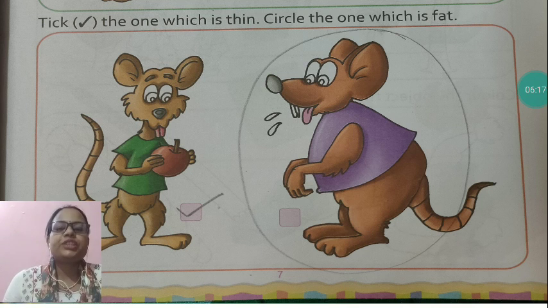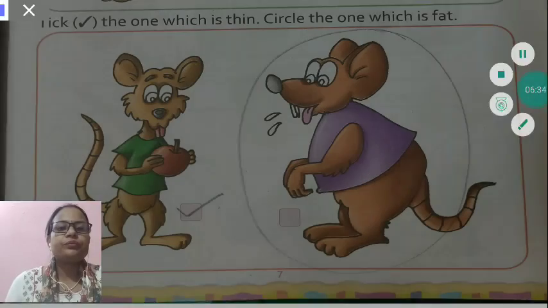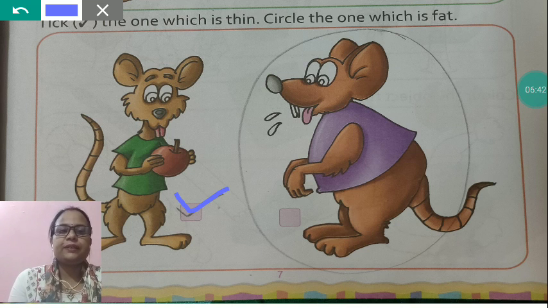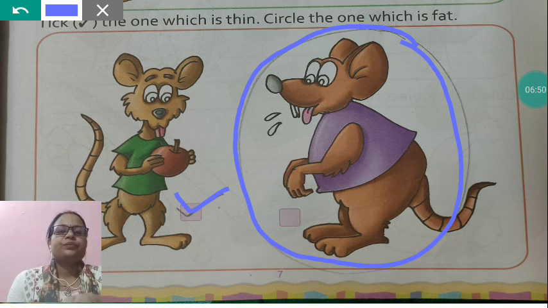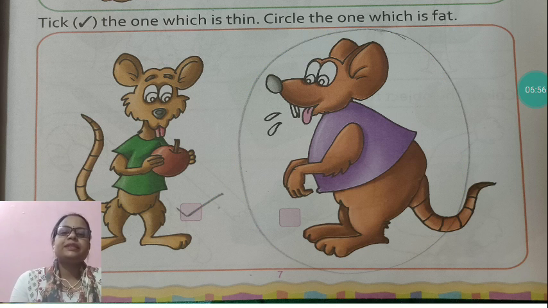Tick the one which is thin, circle the one which is fat. In this topic you will have to do two things. Thin object you will have to tick and the fat you will have to circle. So you can see in this picture, this is thin, so we will tick, but this is fat. So what you will do? You will circle like this. You will have to complete page number 7.